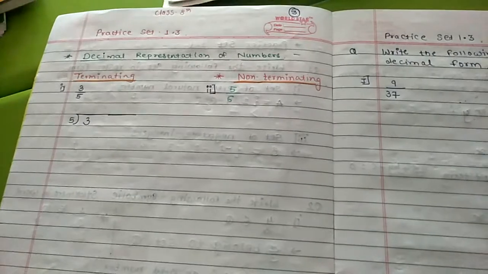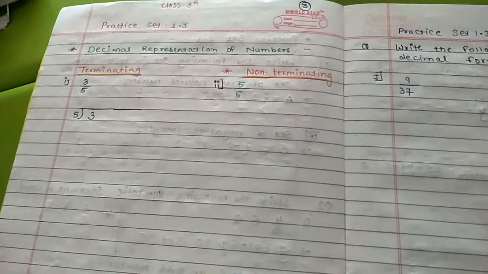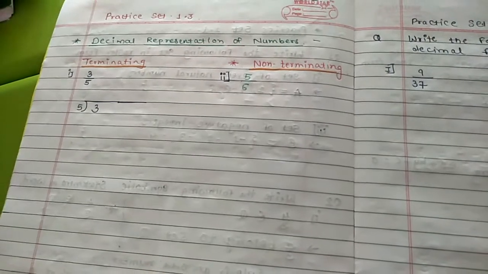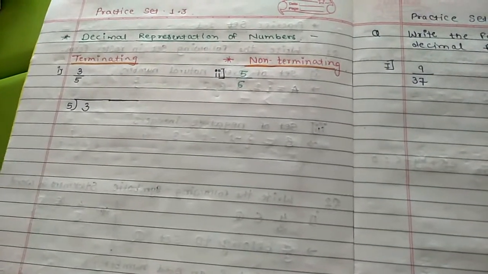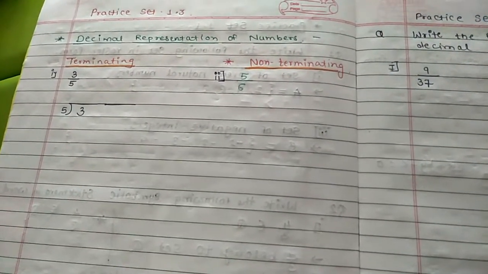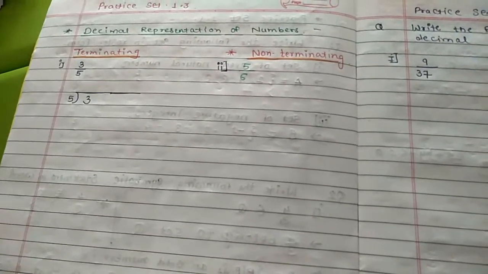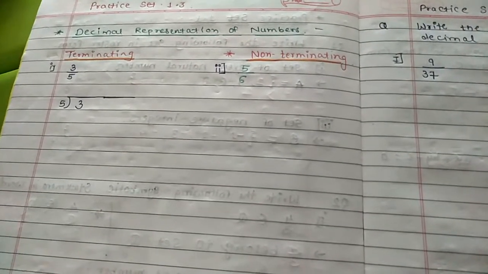So today we are going to start the next practice set of our first chapter, that is practice set 1.3. So here in this practice set we are going to learn the decimal representation of the rational number. For that, first we need to know the two terms, that is terminating and non-terminating.